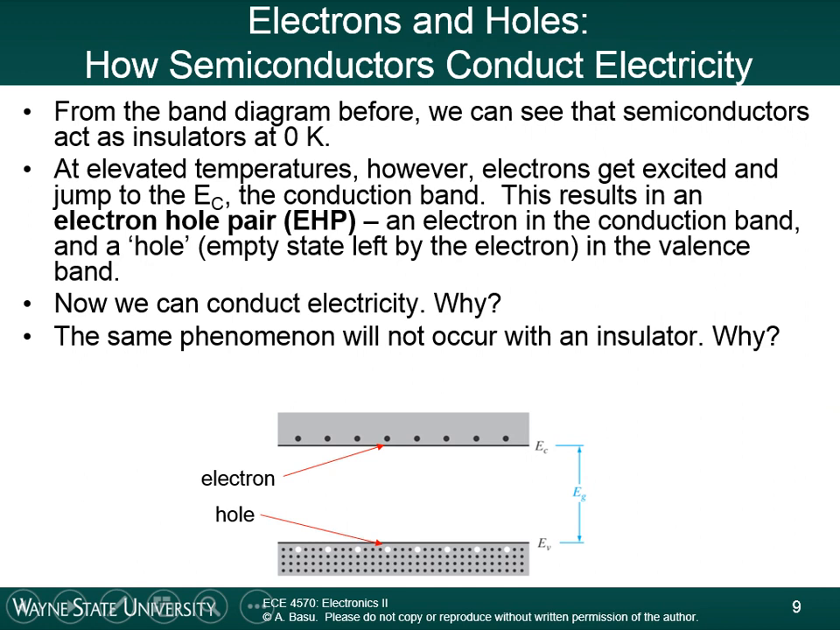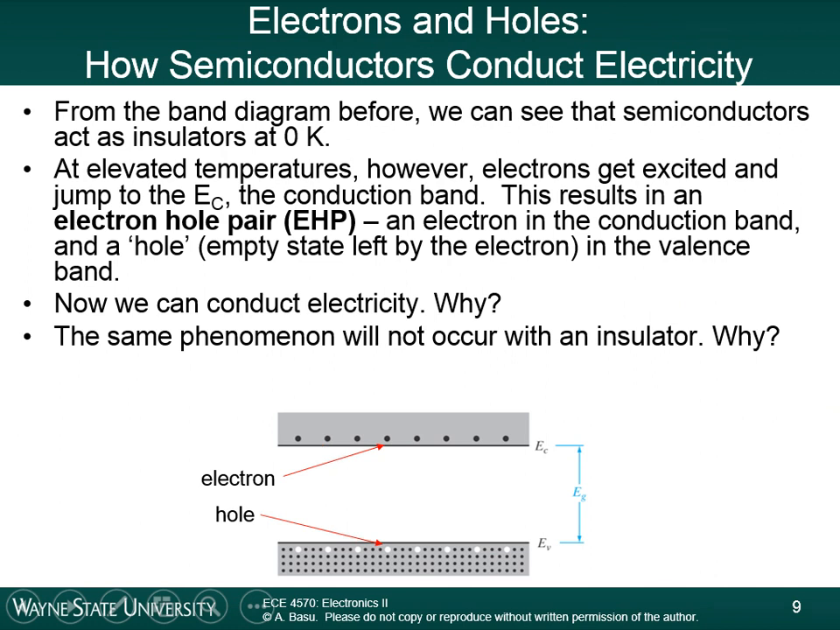So getting to electrons and holes now. From the band diagram before, we can see that semiconductors act as insulators at 0 Kelvin. And at elevated temperatures, the electrons get excited and jump into EC, the conduction band. This results in an electron-hole pair being formed, which results in an electron in the conduction band and a hole in the valence band.